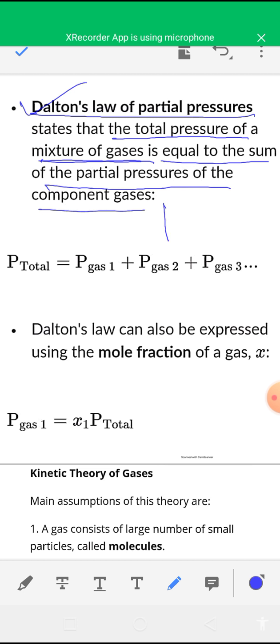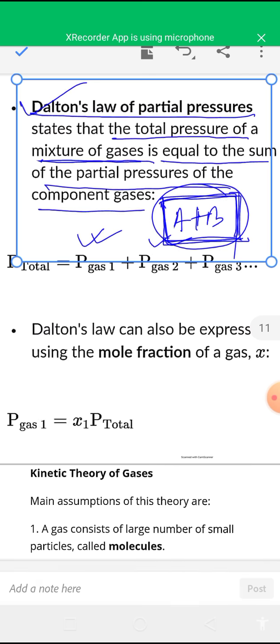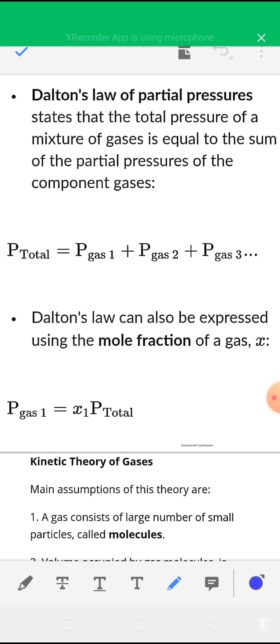If you give a mixture of different non-reacting gases in a closed container, then the total gas pressure within the container will be the sum of the partial pressures of the individual gases. That is, the total pressure of the gas mixture will be equal to the sum of the partial pressures of the individual gases. This is according to Dalton's law of partial pressure.